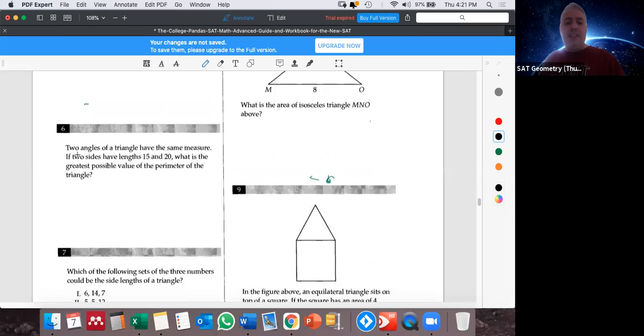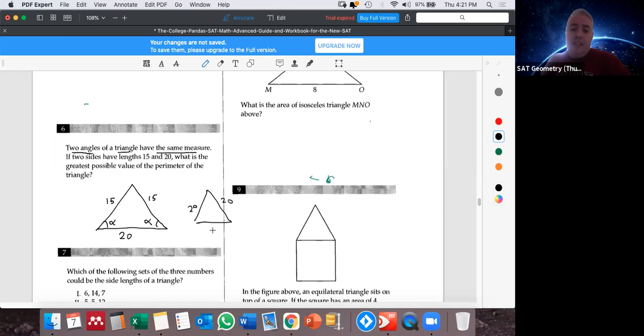No. 6. Two angles of a triangle have the same measure. Just let us draw. So let's say alpha, alpha. If two sides have lengths 15 and 20, so how could it be? Could be like this: 15, 15, 20, or be careful, 20, 20, 15. I don't know which one. I have two alternatives. They are both correct.